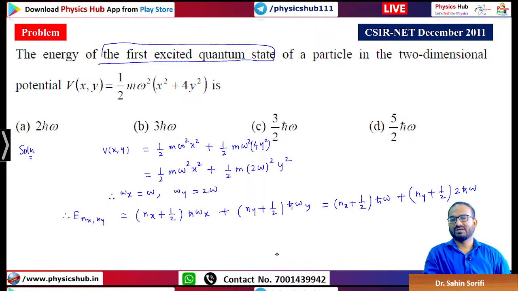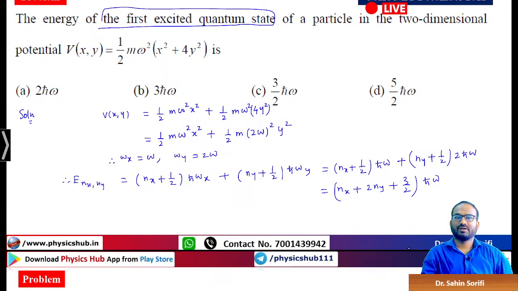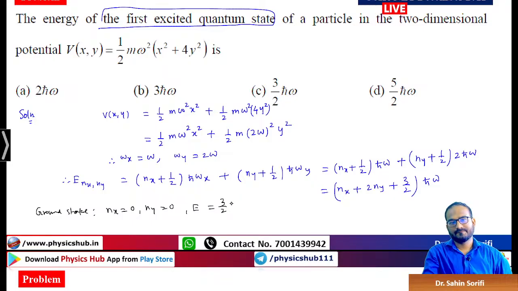Now the energy for the first excited quantum state. If I write it, nx plus 2ny plus half plus 1 is 3 by 2, then we can take h cut omega. Okay, I think up to this it is clear. Now the ground state will be for nx equal to 0, ny equal to 0. So E becomes 3 by 2 h bar omega.